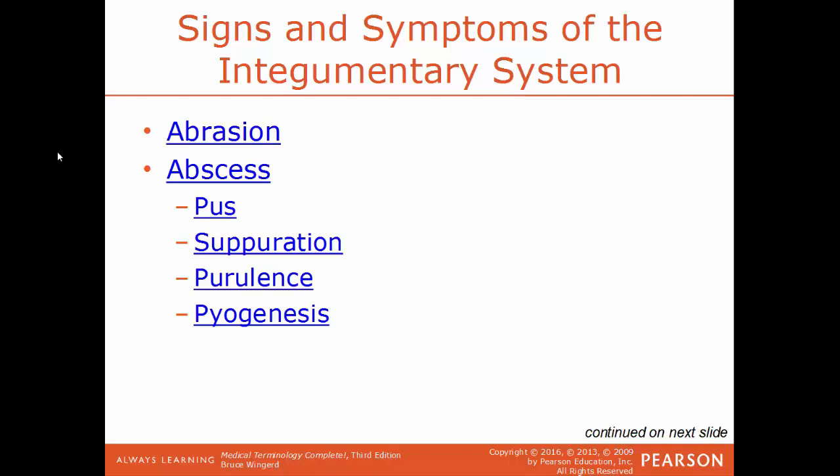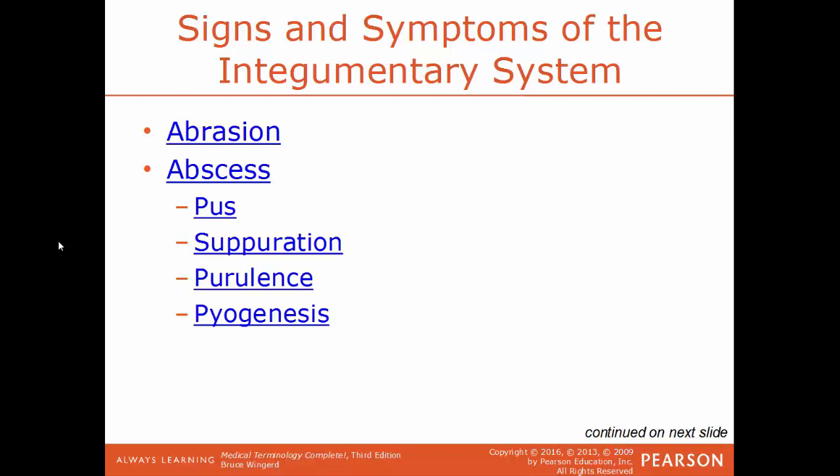Now pus is a very viscous fluid that's made up of bacteria and also a dead type of white blood cells called neutrophils. And the next three terms on this list, suppuration, purulence, and pyogenesis, all relate to pus. The first one, suppuration. This is the process of converting a material into pus. Because remember, it is a viscous fluid that is containing dead white blood cells and also bacteria. So the act of converting a material into pus, that is called suppuration.